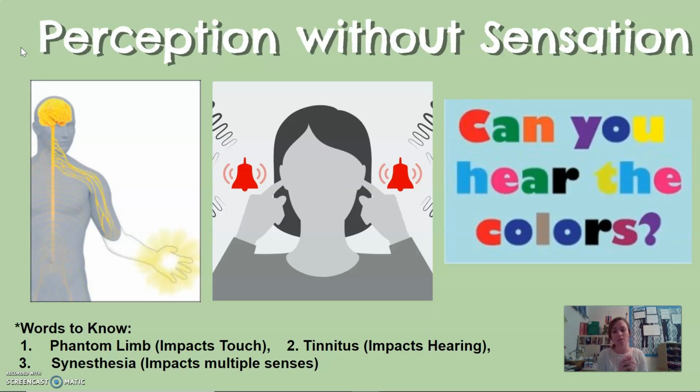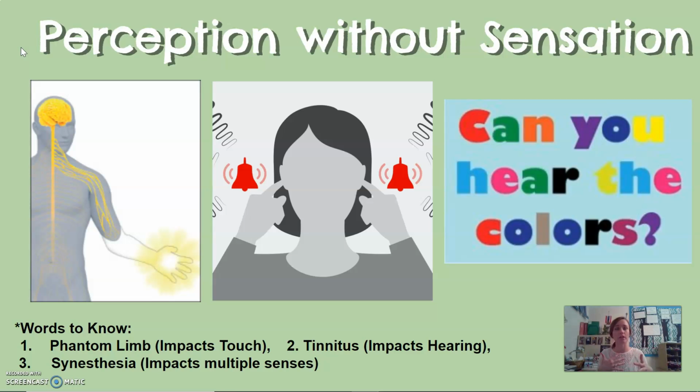The next one is tinnitus, and this is the perception of noise, typically ringing in the ears, when there is no ringing occurring outside of the ears. This is not a condition itself, it's usually a symptom of another condition, and it's typically associated with hearing loss. The third one is called synesthesia, where there is a stimulation of one sensation, and this leads to the perception of another.